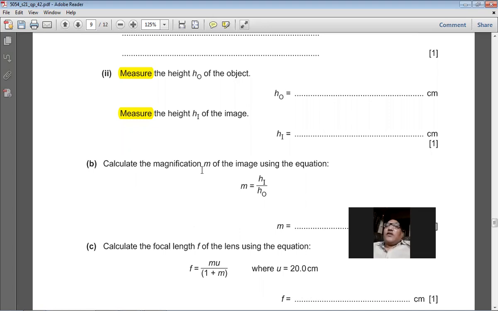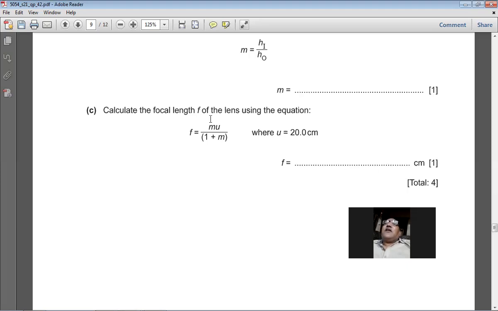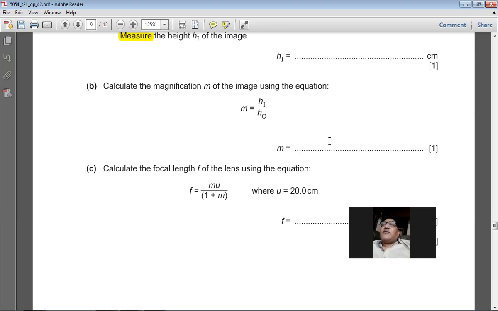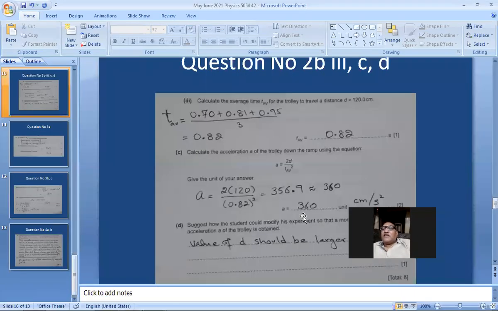Then he says, calculate the magnification M of the image using this equation. Whatever your HI value is, divide it by the HO value, and you will get the magnification. And then he says, calculate the focal length F of the lens using this equation. Enter the value of M, which you will have here, and the value of U is 20. Just put the values in this formula and you will be able to find the answer. So this is question number 3. Let me show you. I've done this on paper.